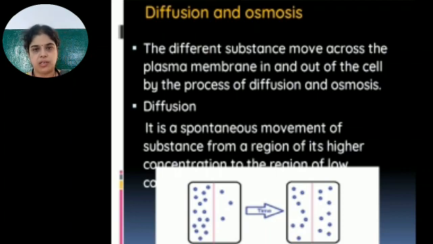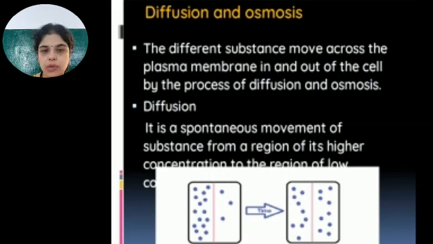So, what is diffusion? Properly defining, diffusion means the movement of certain molecules from their higher concentration to their lower concentration. Okay, so certain gases such as oxygen and carbon dioxide move from a region of their higher concentration to their lower concentration within the cell. Obviously, they have to pass the semi-permeable membrane.